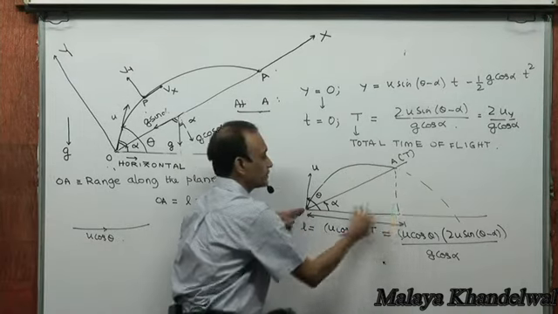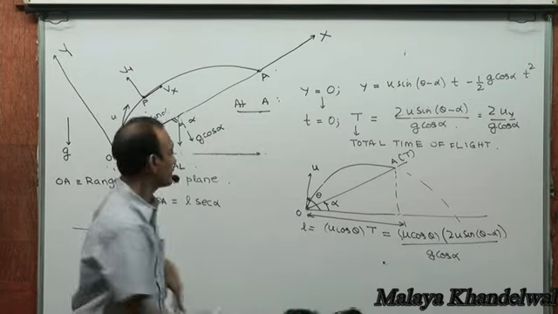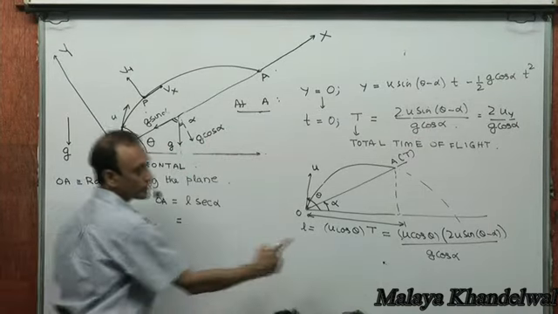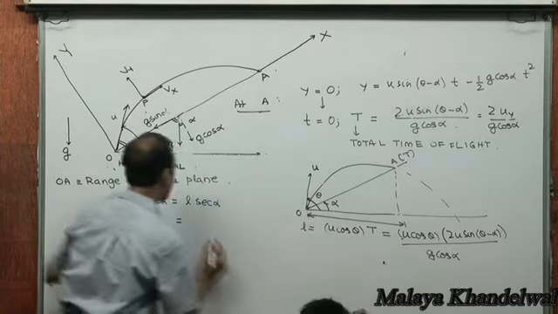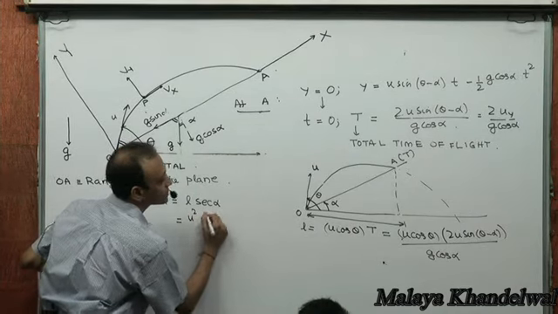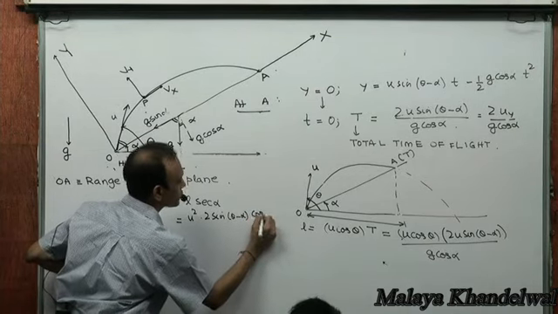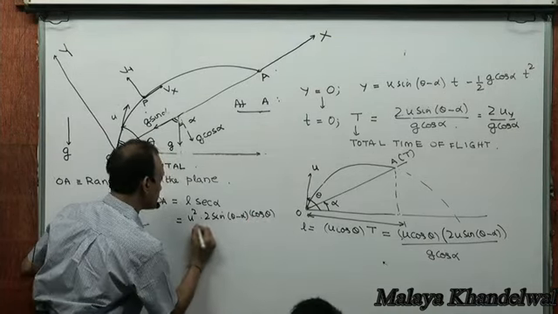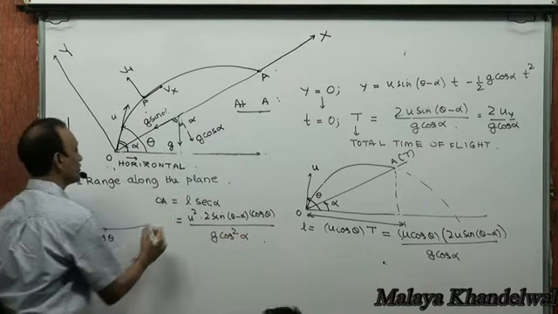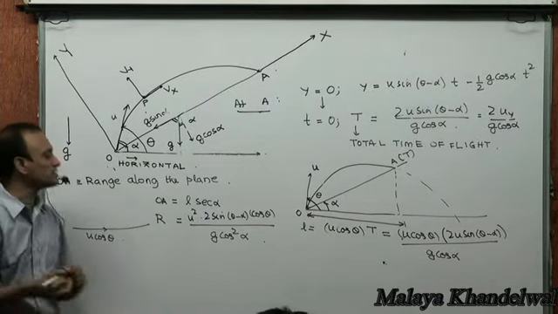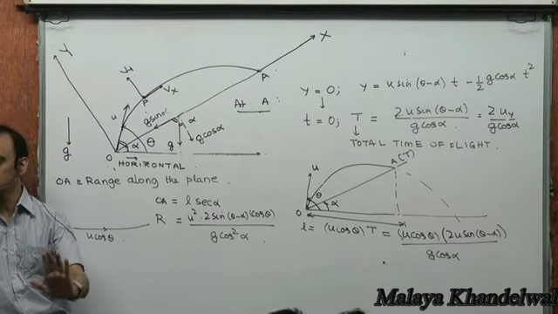Look at this right angle triangle. This length is L, so OA will be L sec alpha, right? L sec alpha means this is my L, and this into sec alpha. So that will become U squared 2 sine theta minus alpha into cos theta divided by G cos squared alpha. That's my range R along the plane. Did you all understand this?